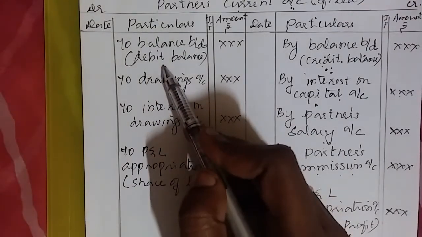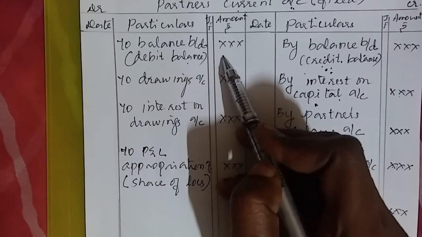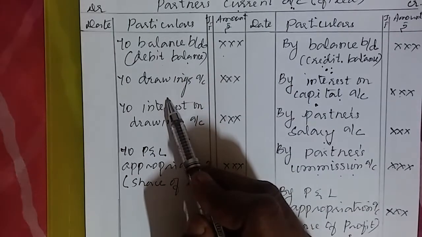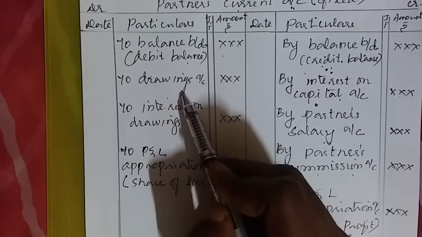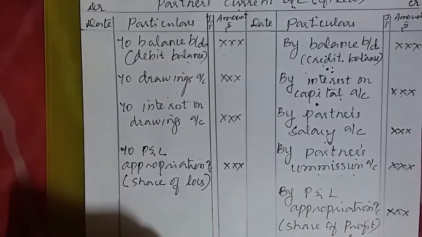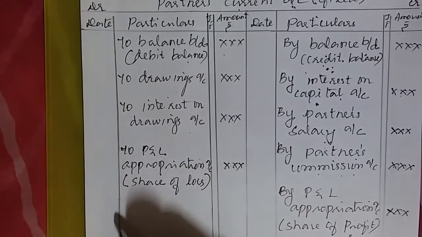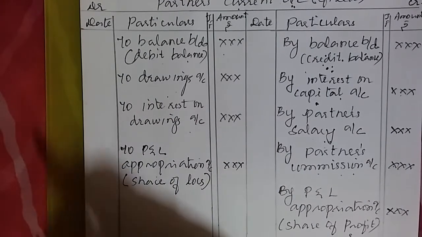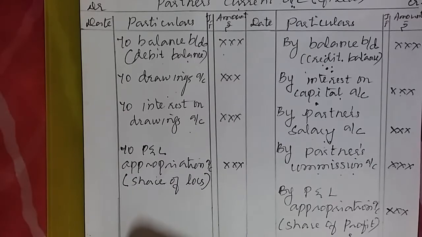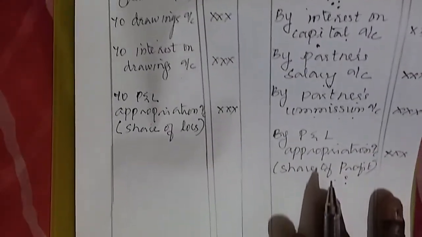Here the debit opening balance of current account should be taken on the debit side. Drawings on profit, we should take on the debit side. Interest on drawings is an expense to the partner, recorded here on the debit side. In the P&L appropriation account, loss was calculated and transferred to partner's current account, so we write this on the debit side. That's all the entries we have posted.